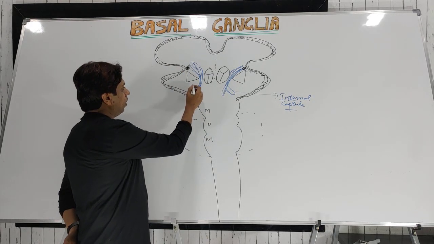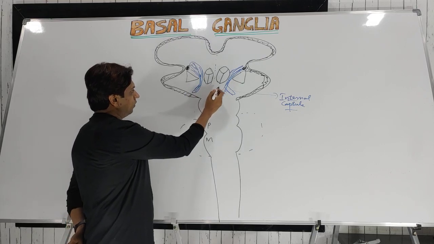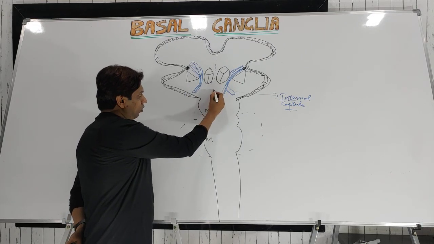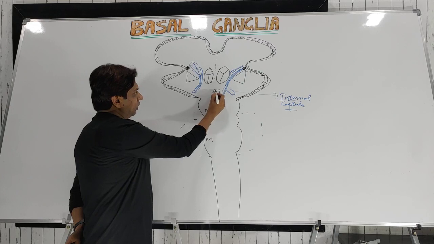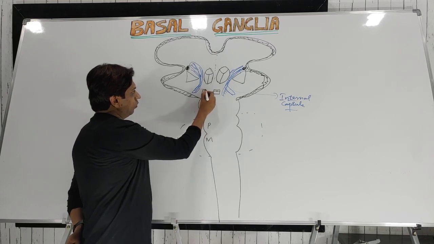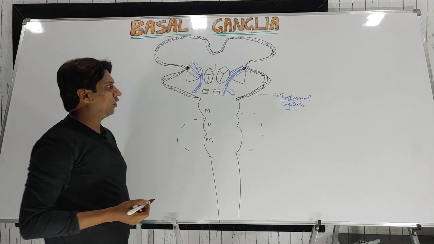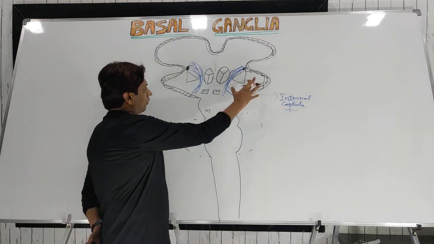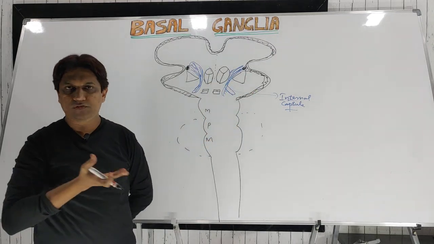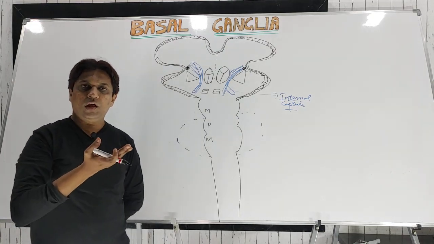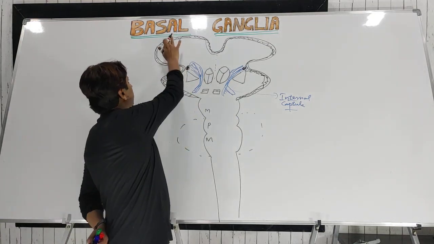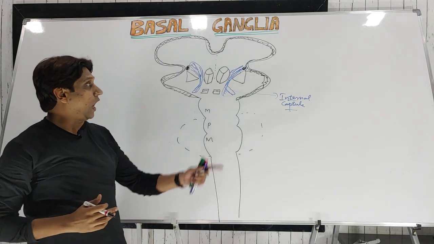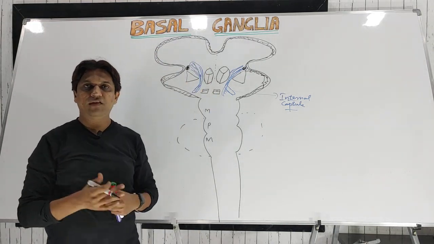Then just below the thalamus there is one more mass of gray matter, known as the subthalamic nuclei. All these structures are present at the base of the forebrain. That's why the name given is basal. However, the term ganglia is a misnomer.